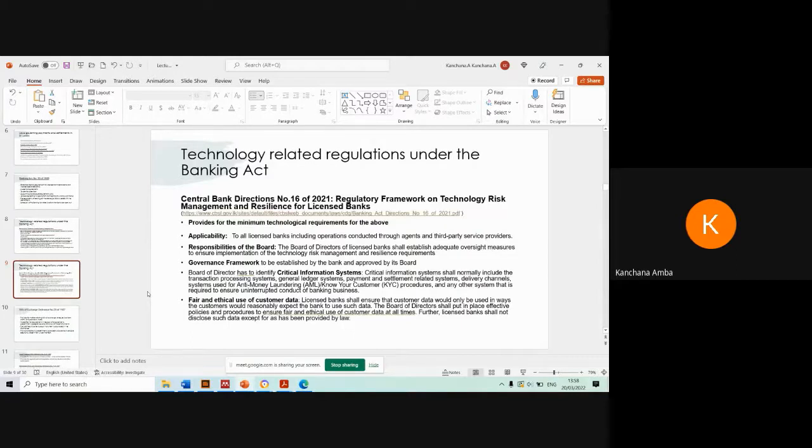Now, critical information systems, we have a similar term in the Payments and Settlement Systems Act, which is systemically important systems, right? Here they have critical information systems, and critical information systems normally include transaction processing systems, general ledger systems, payment and settlement related systems, delivery channels, systems for anti-money laundering and KYC procedures, and any other system that is required for uninterrupted provision of banking services, right?